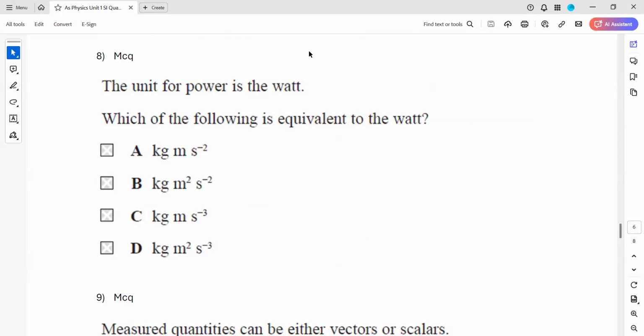The unit of power is equivalent to what? So, as we just did, power is equal to force times distance divided by time, or work over time. Unit of the force is kilogram meter second to the power minus 2, unit of distance is meter, and unit of time is second. So this will move to the numerator. This will be kilogram meter squared second to the power minus 3. So it matches with option D.